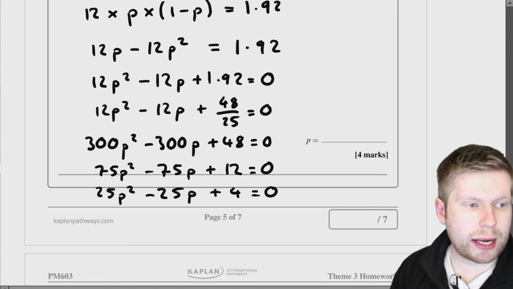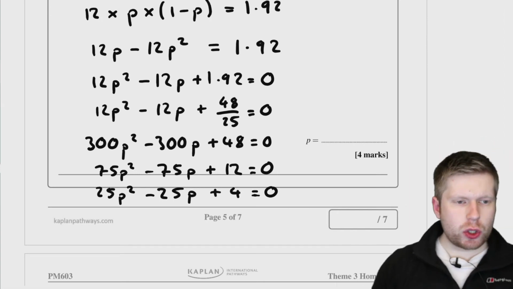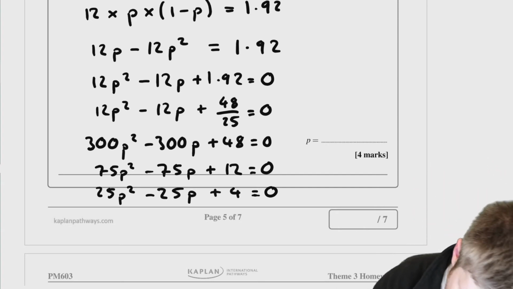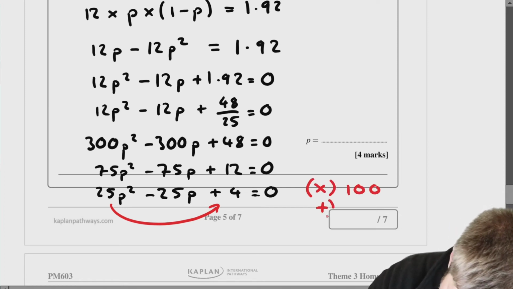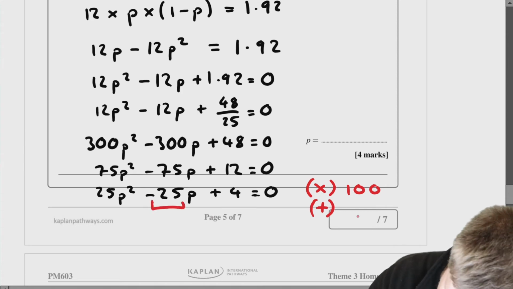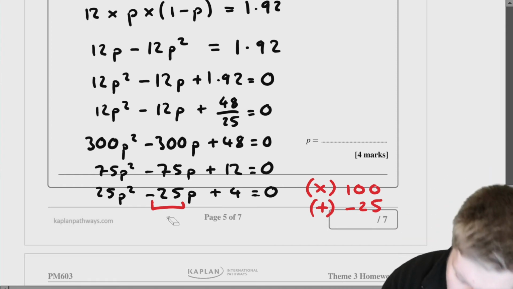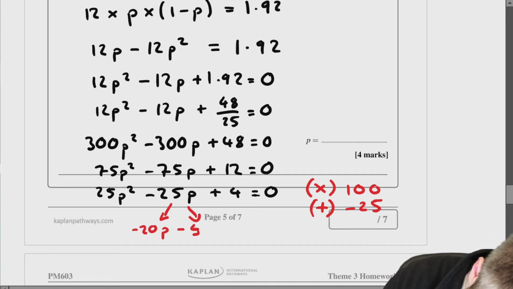Okay, so now I just need to work out, how can I get this thing to factorize? So I'm going to try and just do this straight off. So let's have a go at this, shall we? All right, so I'm looking for 2 numbers that multiply together to make 25 times 4. That's going to be 100. And they need to add together to make my negative 25. Okay, I think 20 and 5, maybe negative 20 and negative 5, that would work. So I'm going to split this negative 25p into negative 20p minus 5p, that's what I said, didn't I? And everything else stays the same, so I get 25p squared plus 4 equals 0.